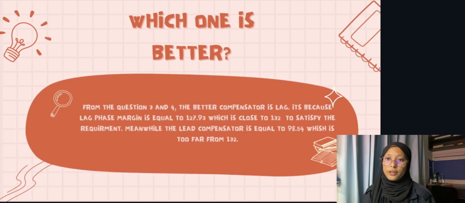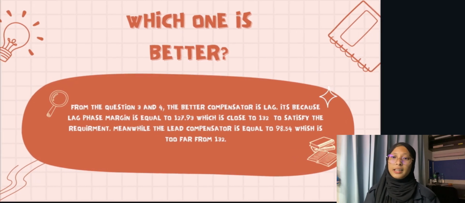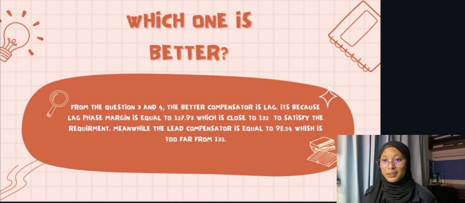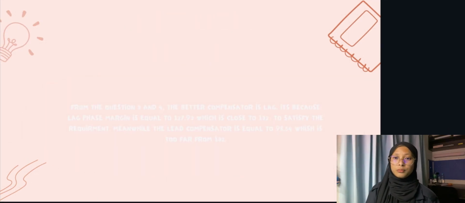From questions 3 and 4, which one is the better one? For our mini project, we have decided that lag is better than the lead compensator. It is because for the lag compensator, the phase margin is equal to 127.93, which is close to 132. Meanwhile, for the lead compensator it is equal to 98.54, which is too far from 132.